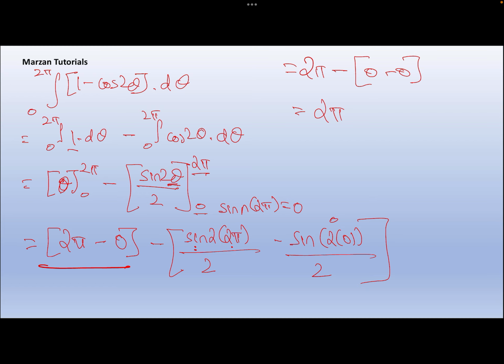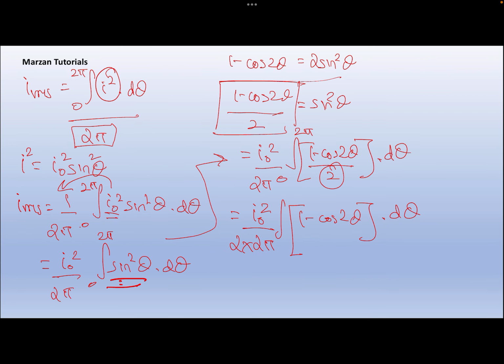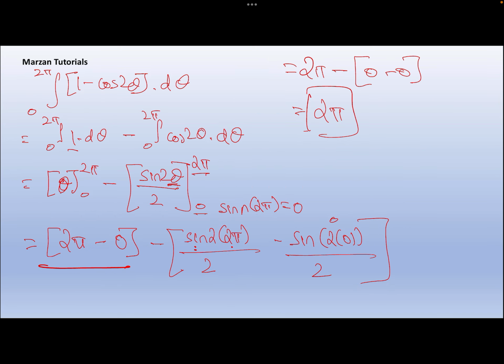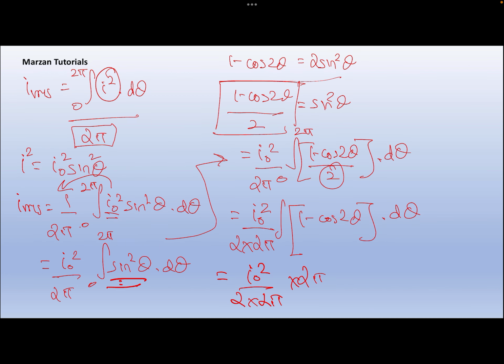So we'll be substituting this value 2 pi in the previous solving. In the previous solving, it will become I0 square upon 2 into 2 pi into 2 pi. The answer is 2 pi. So I'll put over here 2 pi, 2 pi is cancelled. What is left? I0 square upon 2.